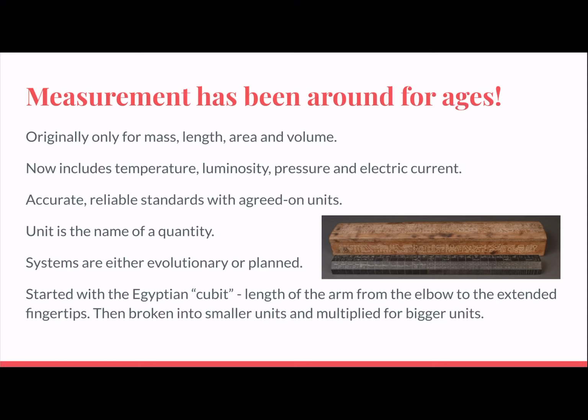Measurement systems could be evolutionary or planned. For many, many hundreds of years, they were evolutionary, meaning they were passed along, changed over time, updated consistently. But now we have planned measurement, where we have very agreed upon standards by which other things are compared and measured. Measurement actually started with the Egyptian cubit, which is that black granite that's pictured there. It was the length of the arm from the elbow to the extended fingertips, but I'm sure you can imagine not everybody has that same length of arm. And so then they created that black granite piece, which became the cubit. And then it was broken into smaller pieces and named different units based on being smaller than the cubit, and then also multiplied for bigger units.